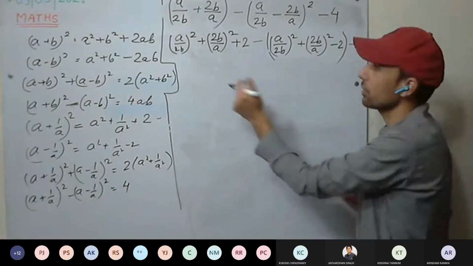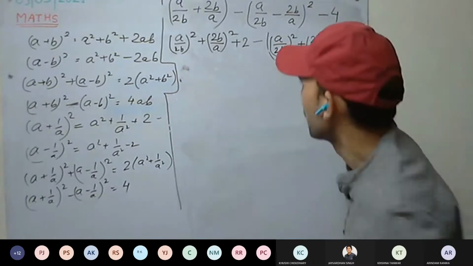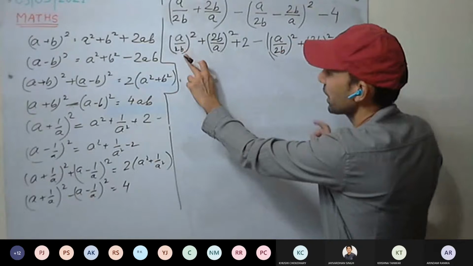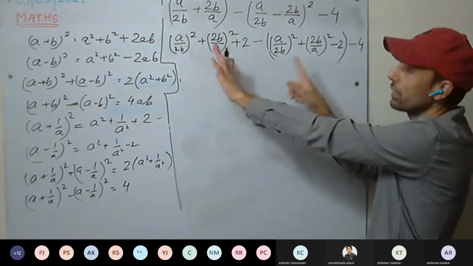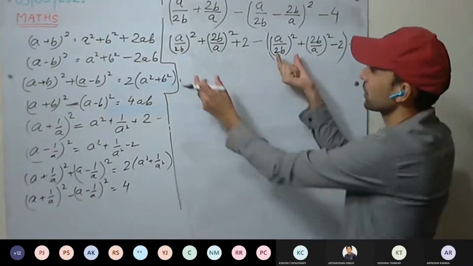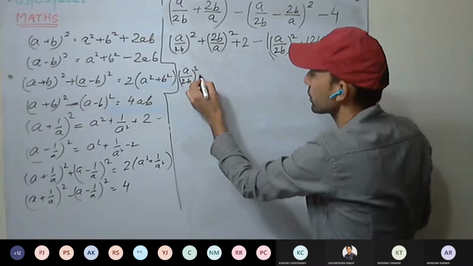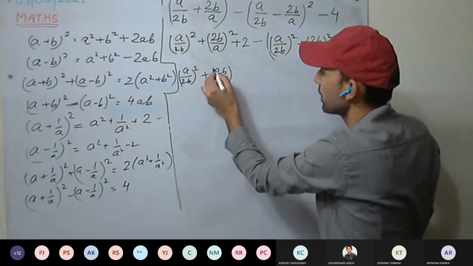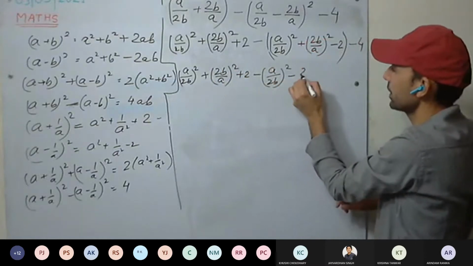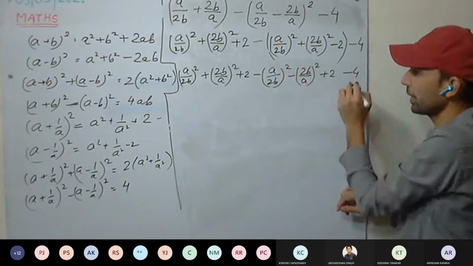This time we will open the bracket, okay? So a upon 2b, we can write it as a square upon 4b square, or we can leave it as such because they are going to cancel. Here either you can solve them or you can leave them as such because they are going to get cancelled. Okay? A upon 2b the whole square plus 2b upon a whole square plus 2 minus a upon 2b the whole square minus 2b upon a, we have opened the bracket, plus 2 and here minus 4.